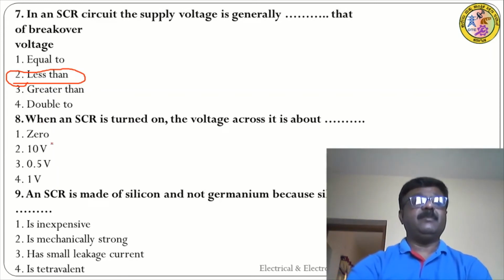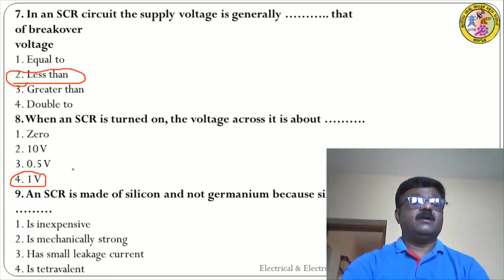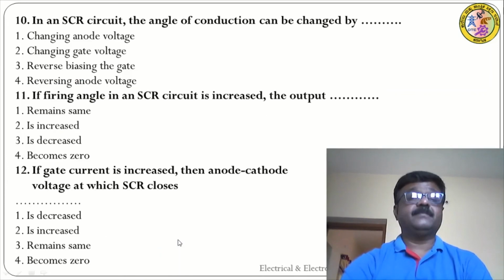Next, when the SCR is turned on, the voltage across it is about, when it is turned on, the voltage will be minimum. It is around 1 volt. Out of 0, 10, 0.5, 1 volt, the silicon SCR forward conduction voltage is around 1 volt. And an SCR is made of silicon and not germanium, because silicon has a small leakage current. So the most appropriate answer is the third one, a small leakage current.